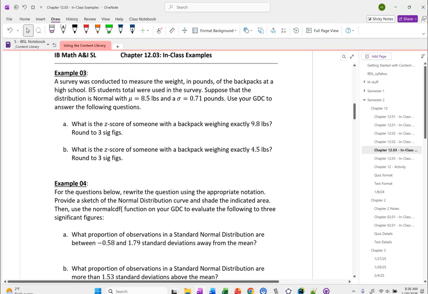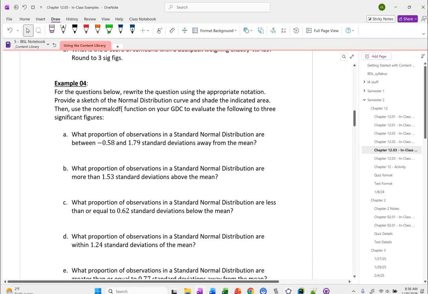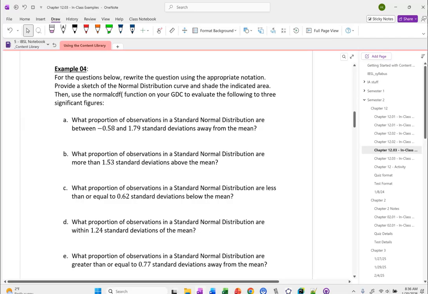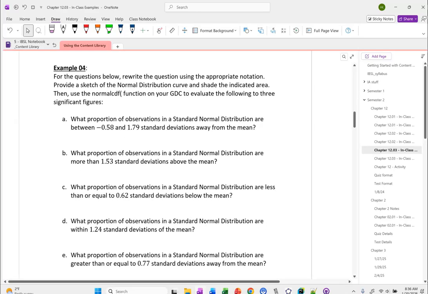More z-score, just doing normal stuff. Let's do this. This asks what proportion of observations in a standard normal distribution are between negative 0.58 and 1.79 standard deviations away from the mean.